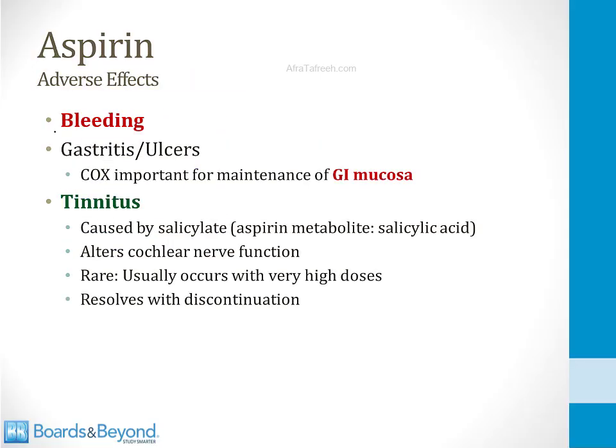The main adverse effect of aspirin is bleeding. By lowering thromboxane A2 levels, it makes it harder for platelets to activate, and therefore patients are at greater risk of bleeding. In addition, aspirin, like all NSAIDs, can potentially cause gastritis or ulcer. That's because cyclooxygenase is important for synthesizing prostaglandins that maintain the GI mucosa.